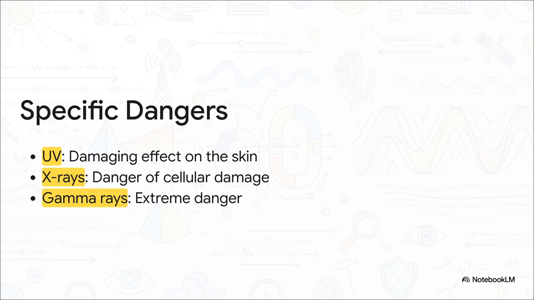This is exactly why your exam guidelines make a point of highlighting these specific dangers. Ultraviolet or UV radiation has enough energy to literally damage your skin. That's exactly why we wear sunscreen. Moving up, X-rays have even more energy and penetrating ability. They're super useful for seeing bones, but they pose a serious danger of internal cellular damage if we don't strictly control the exposure. And at the very top, gamma rays pack the absolute highest energy and extreme penetrating ability, making them incredibly dangerous to living things.